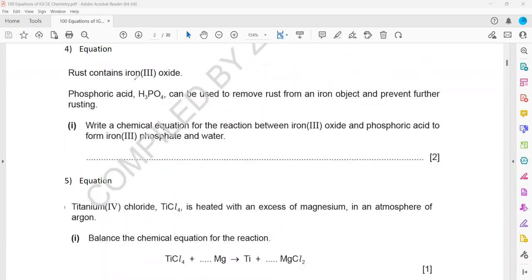Question 4. Rust contains iron(III) oxide. Phosphoric acid, H3PO4, can be used to remove the rust from an iron object and prevent further rusting. Write a chemical equation for the reaction between iron(III) oxide and phosphoric acid. It will form iron phosphate plus water. Yes. But we have to write the chemical equation. So, first, what are the reactants? First, for iron(III) oxide, you have to write the correct formula.